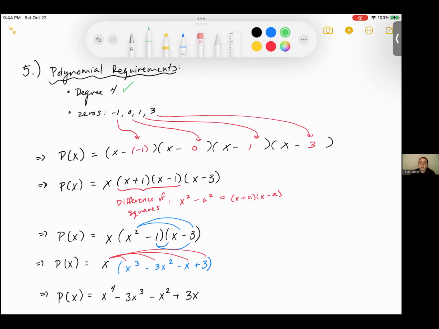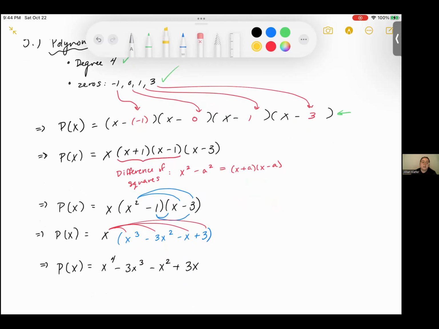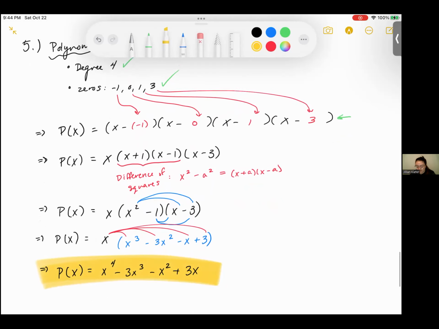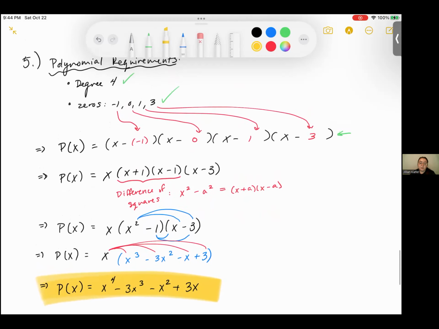And we said our zeros were negative 1, 0, 1, and 3, which we really did in this step right here. That's where we plugged in those zeros. So that requirement is also met. Those are the only two requirements, which means that this polynomial would be our final answer. So, all right. That was problem number 5. Let's go ahead and go back over to our slides so we can work on the next problem.